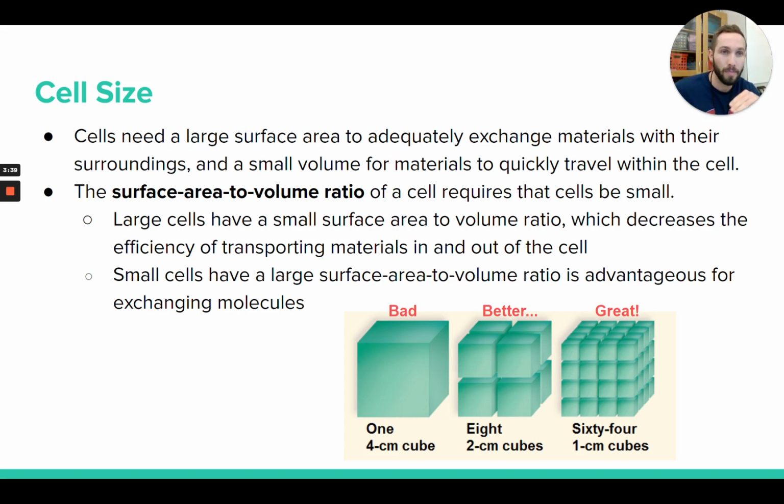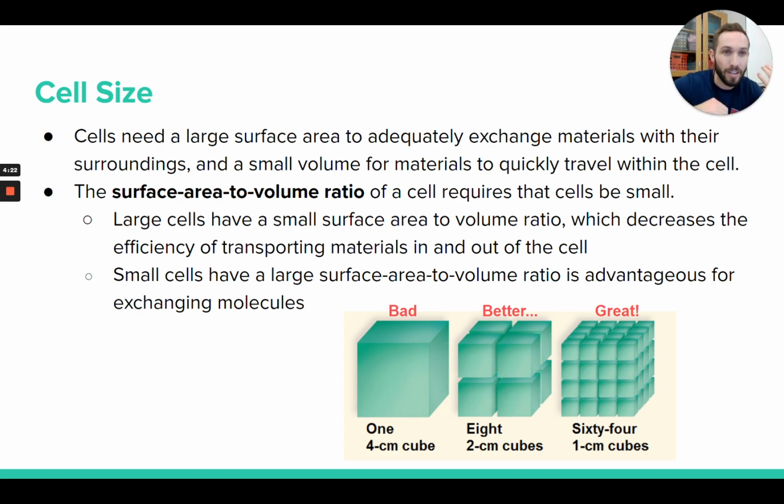But the problem becomes the volume of the cell. So cells actually don't want a huge volume. Volume is how much space is inside the cell. And cells want a small volume because if you have a big volume, if there's a lot of space inside the cell, it's going to take forever for things to move within the cell. We're talking about microscopic, nanoscopic molecules, on a molecular level, going from one side of the cell to the other side of the cell. If you have a big cell, it's going to take a while. And so that's not as efficient as when you have a small volume. Things can very easily and quickly move within the cell to where they need to go.